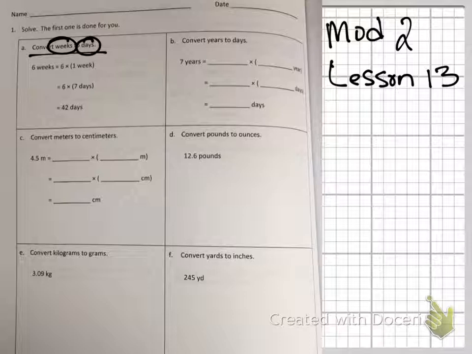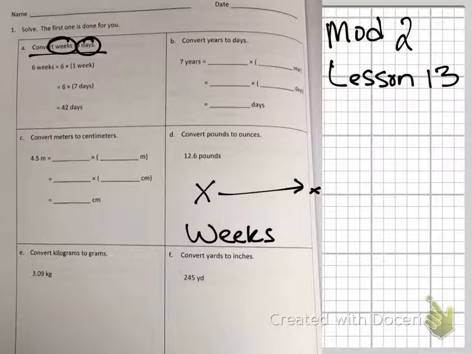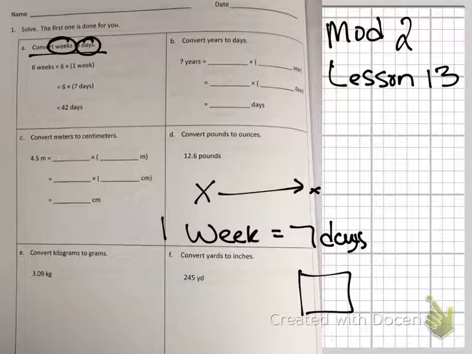And now the reason that we're multiplying when we convert this way, as opposed to what we're going to be doing tomorrow, is because we're going from a bigger unit to a smaller unit. So for instance, weeks. If we did 1 week, we know that's equivalent to 7 days. So 7 days would equal 1 week.